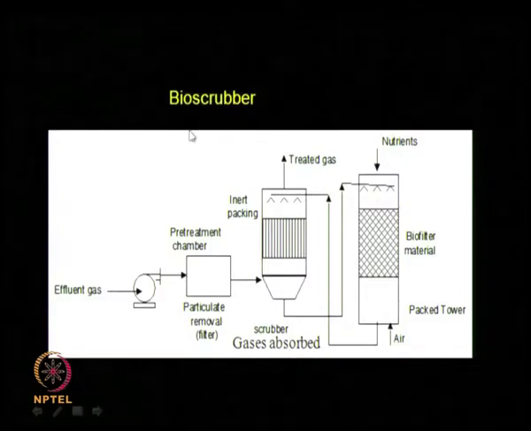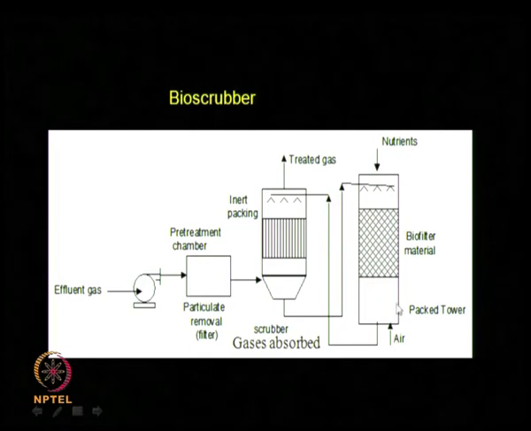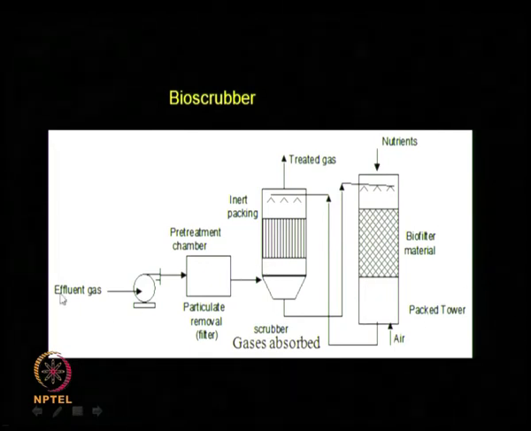Okay. You can have another type of design, that is called a bioscrubber. So what does it do? You have a scrubber and you have a biofilter combination. So you have the effluent gas coming in, initial filtration may be taking place, and once you have filtered, it goes through the scrubber, water is sprayed from the top, so the water dissolves the gas which needs to be scrubbed, it dissolves the unwanted gases, only the treated or inert gas escapes from the top of the scrubber.